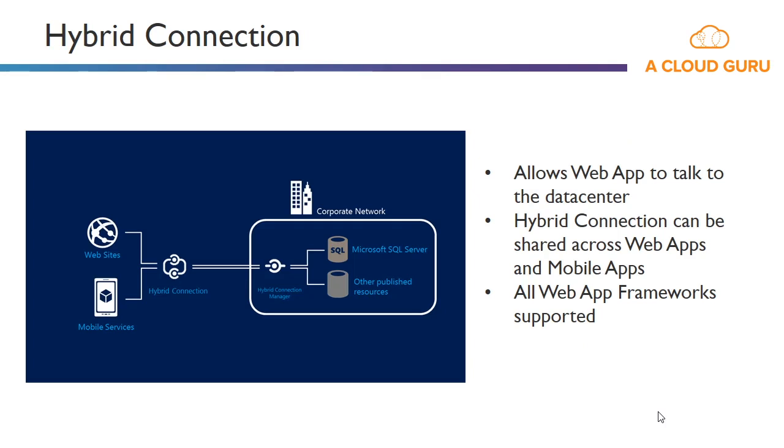The next type of connection that Microsoft wants you to know about is something called a hybrid connection. Essentially, this allows a web app, say on the left-hand side of the diagram here, to talk to the data in our data center. So perhaps we're using public cloud services in Azure, like web apps and mobile services that need to talk to a SQL server on premises. Well, a hybrid connection is the way we can go about doing this. A hybrid connection can be shared across web apps and mobile apps, so you can use one hybrid connection there. And all web app frameworks are supported, as you'll see in a moment.